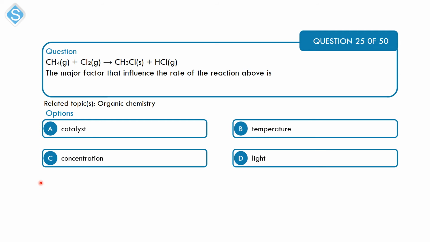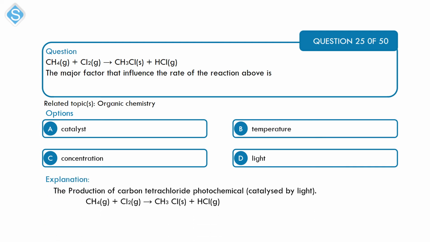Alright, the substitution reaction between chlorine and methane is a reaction that is photochemical, meaning it is influenced by light, option D.